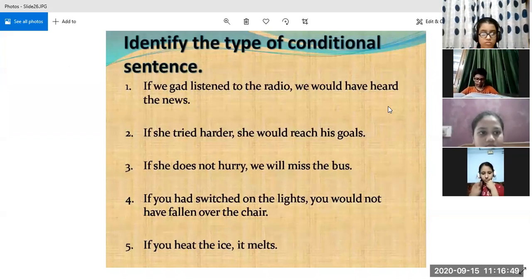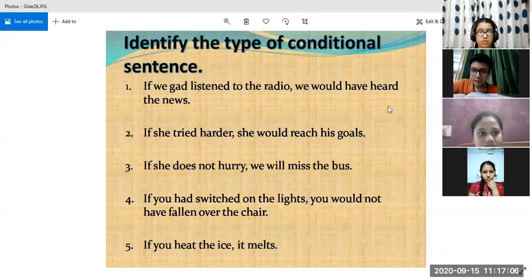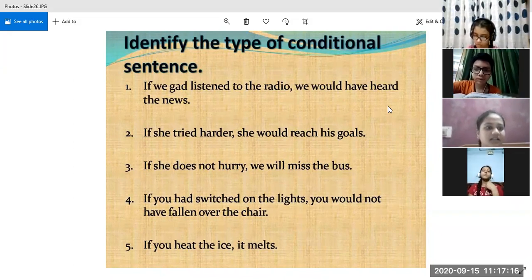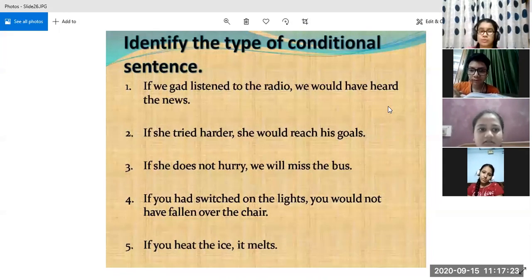Okay, next one is if she does not hurry, we will miss the bus. This will be answered by Saksham. Yes, Saksham. Ma'am, first conditional sentence. Very good. It is first conditional sentence, and Yashi will tell me why is it first conditional. Ma'am, it is first conditional because there is a possibility that if she will hurry, then we can catch the bus. Very good.